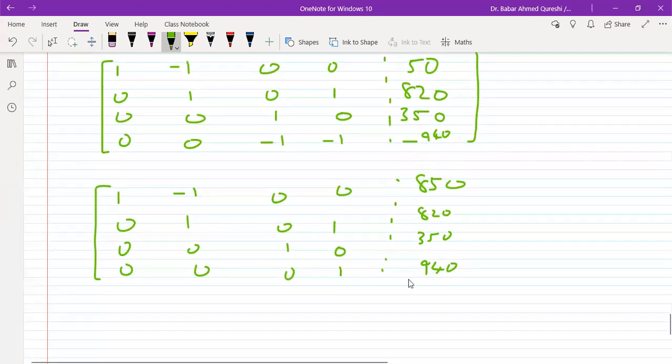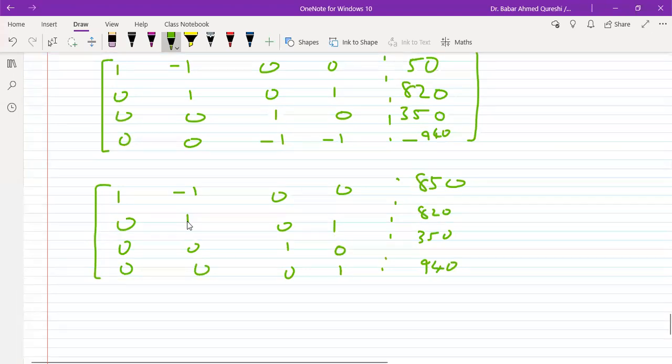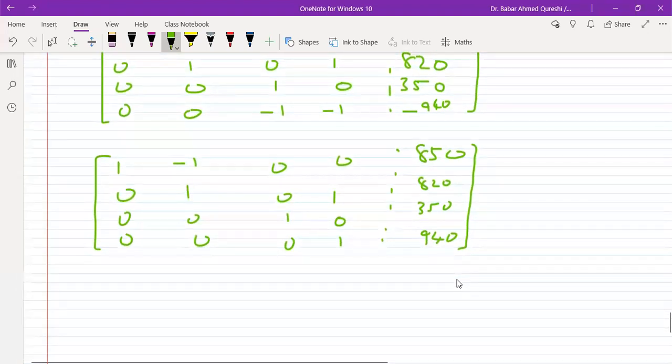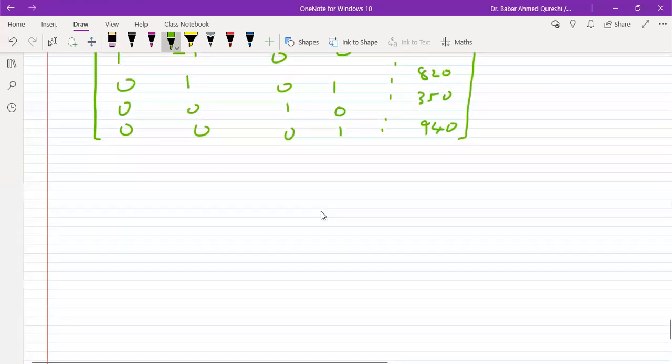And I know that x4 is 940, x3 is 350. I can bring it to the echelon form and I'll have the answer from here as well for the back substitution. This is the echelon form. Yeah, I can do that, but I'm just going to save some time.